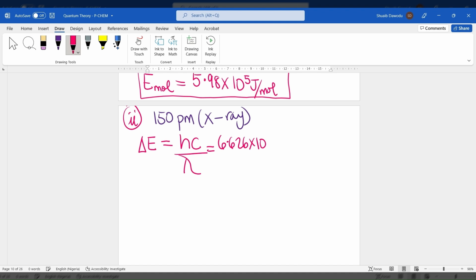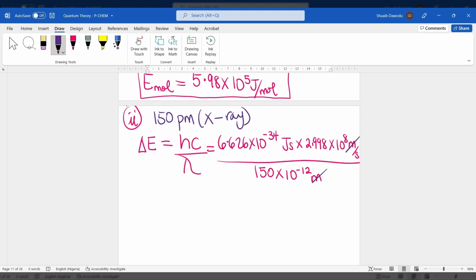So 6.626 times 10 raised to the power of negative 34 joule seconds times 2.998 times 10 raised to the power of 8 meter per second divided by 150 times 10 raised to the power of negative 12 meters. So you cancel out the meters, cancel out the seconds. So the energy of photon becomes 6.626 times 10 raised to the power of negative 34 times 2.998 times 10 raised to the power of 8 divided by 150 times 10 raised to the power of negative 12.